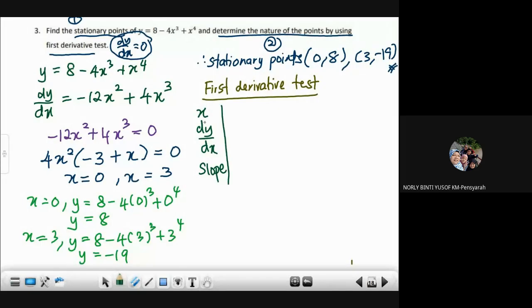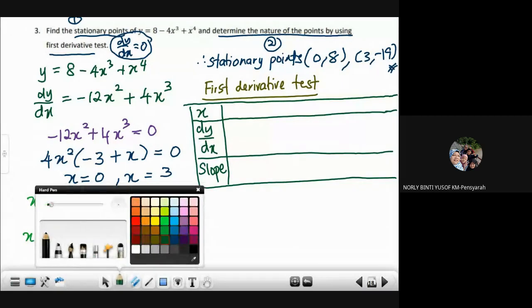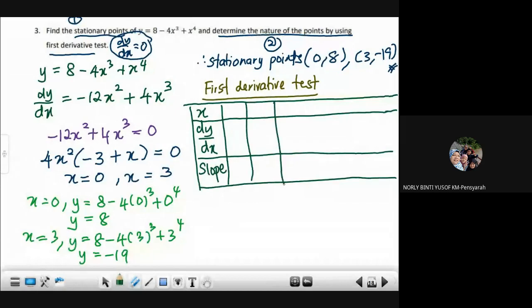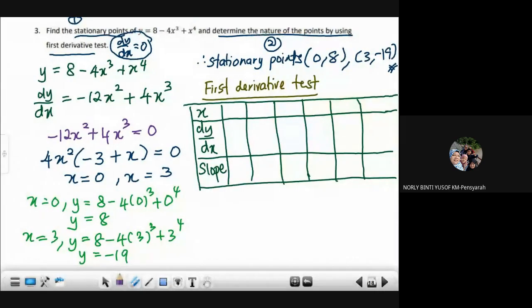Okay, lepas tu mesti ada berapa kolom? Kalau 2 titik, mesti ada 6 kolom. Tadi 1 titik, 3 je lah kolom dia kan, sebab antara titik tu mesti ada kiri dan kanan. So sekarang mesti ada 1, 2, 3, 4, 5, 6 kolom. Okay, you ada 2 titik. Titik you adalah 0 dan 3.